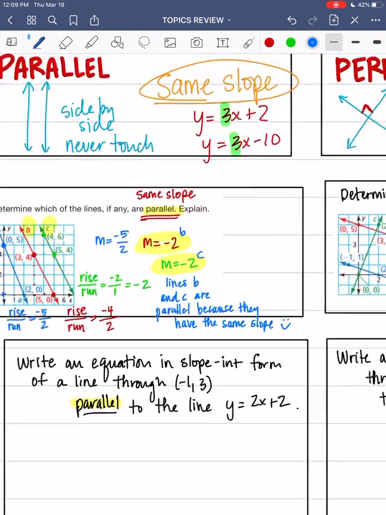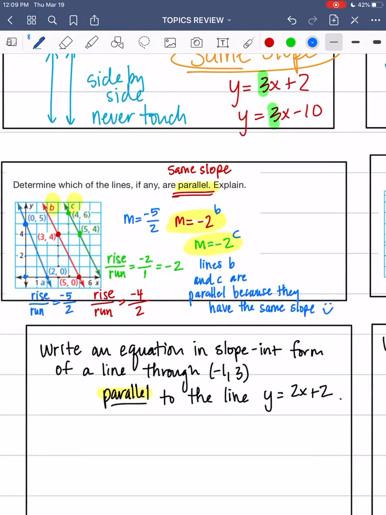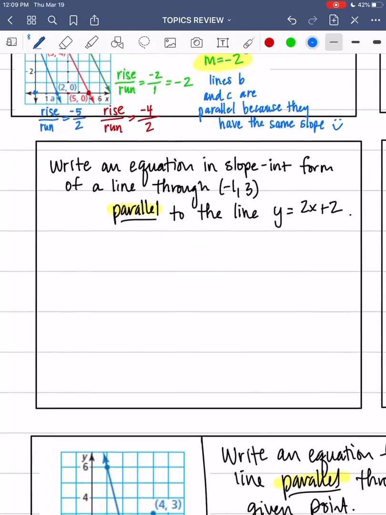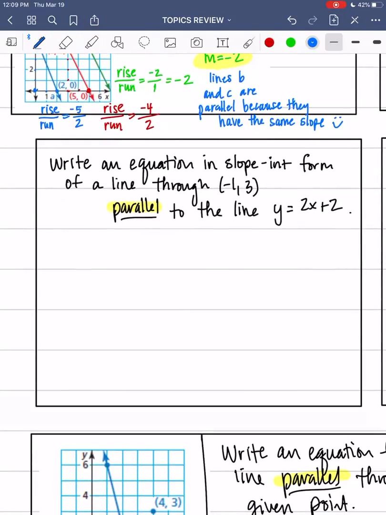Okay, awesome. Let's do this one. We'll just keep talking about parallel lines. It says write an equation in slope-intercept form, so y equals mx plus b, of a line through -1, 3. Okay, we got to start paying really close attention. So it's got to go through this point, -1, 3. And it's going to be parallel to a line that they gave us.